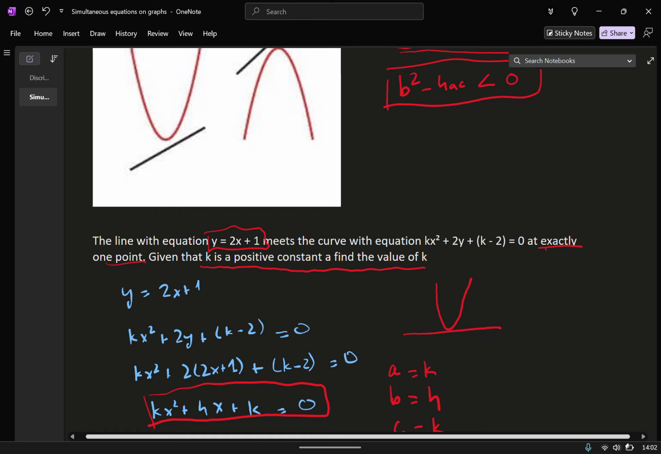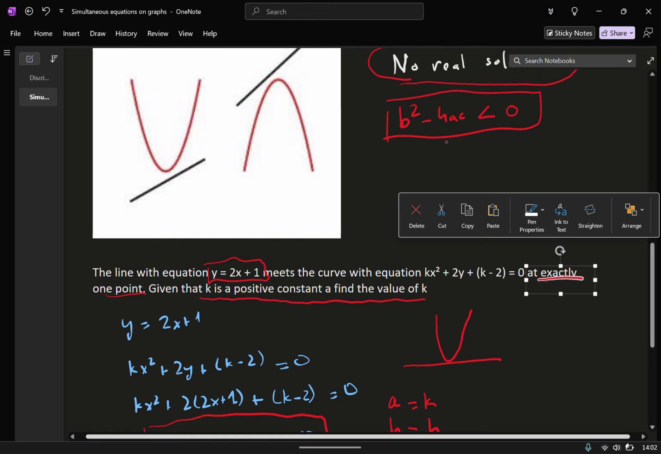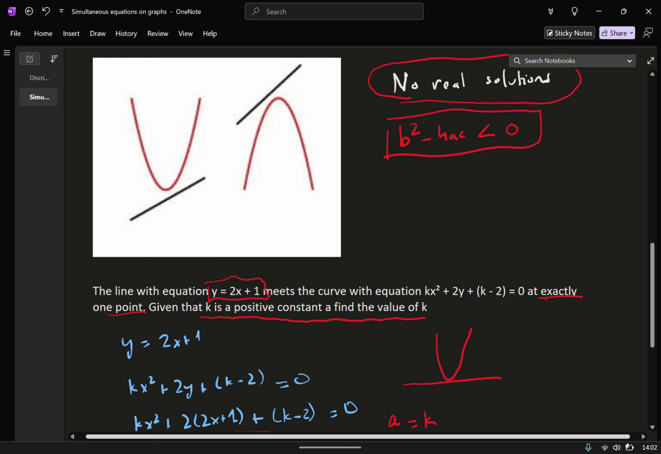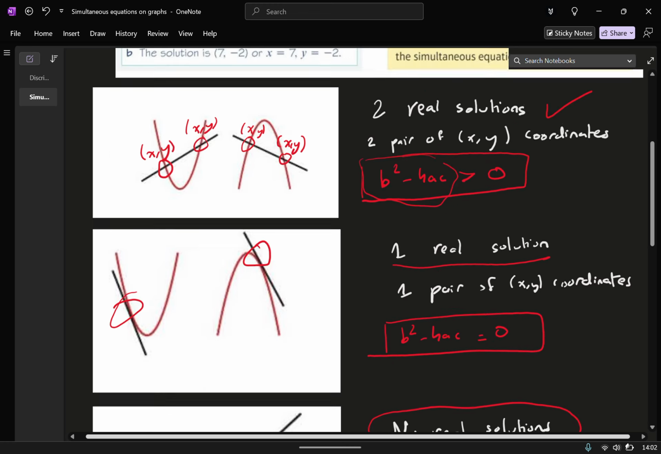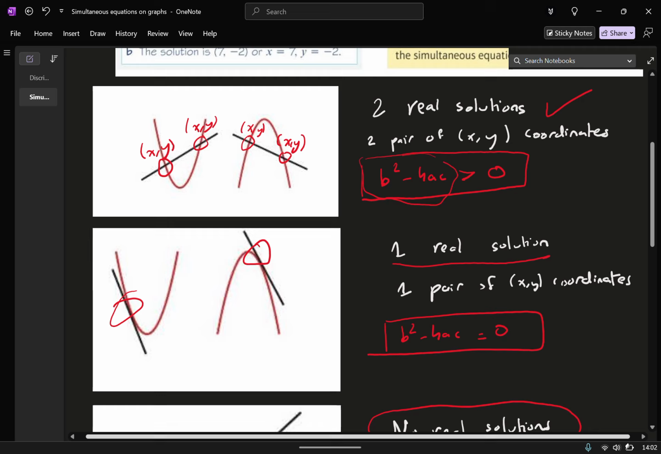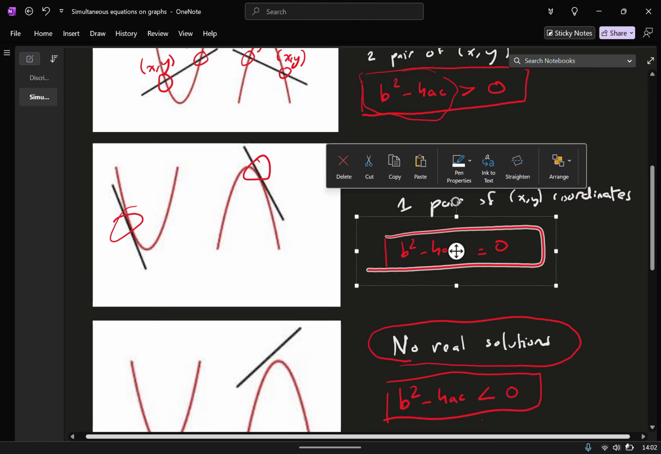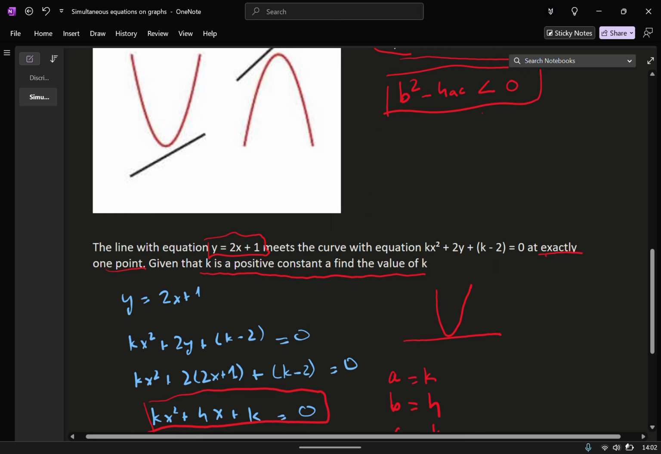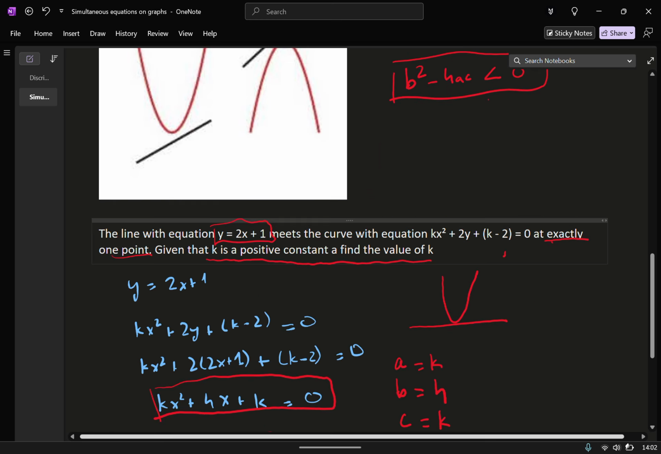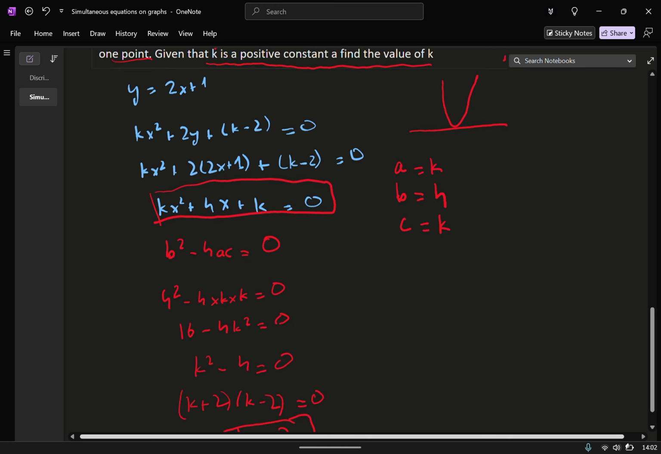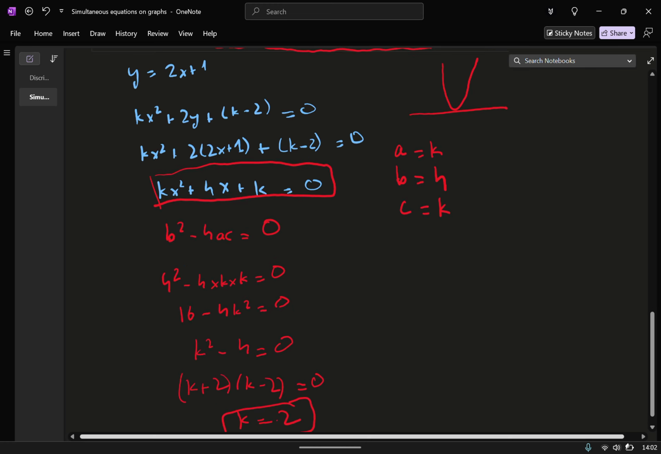Let's say there was no solution, it did not meet the graph. In that case, we would set our discriminant less than 0 because it's going to be a negative number, remember, when there are no real solutions. And if the question asks us there are two real solutions, we would set our discriminant greater than 0 and solve for a range. But for this one, because we had exactly 1 point, we could set the discriminant equal to 0 and then solve for k. And yeah, that's the topic of simultaneous equations covered. Thank you.